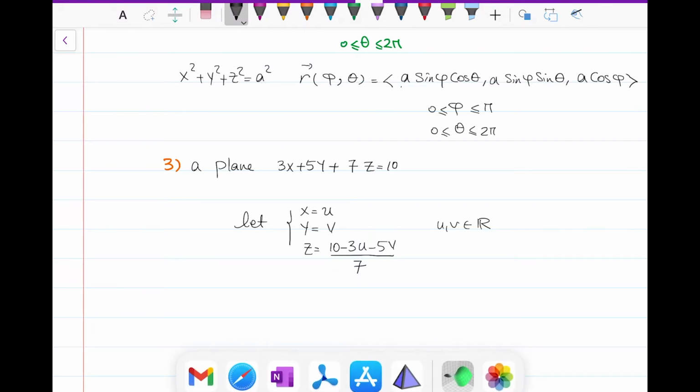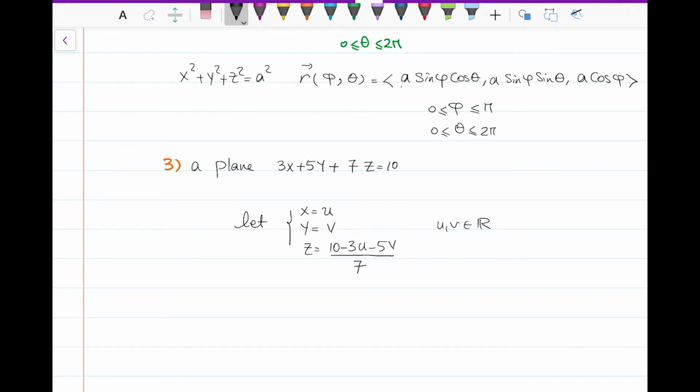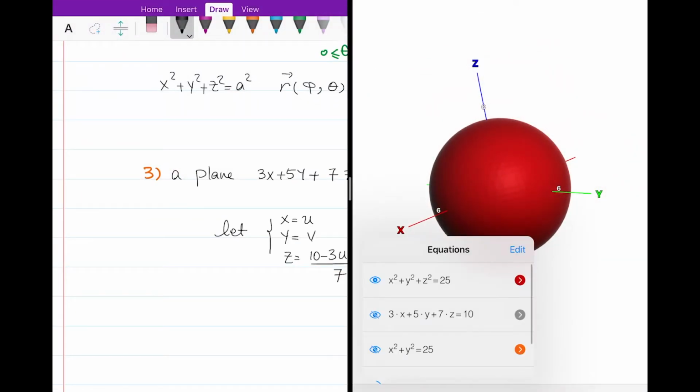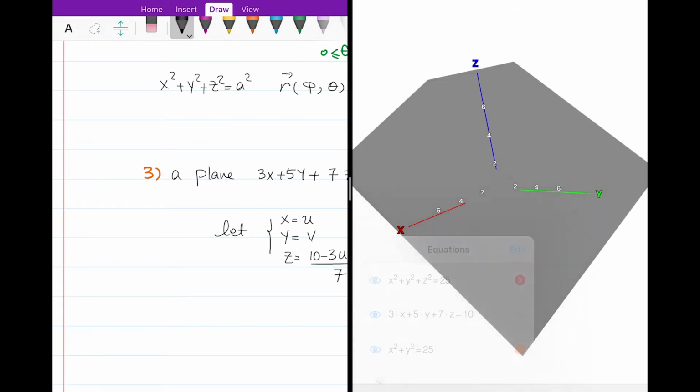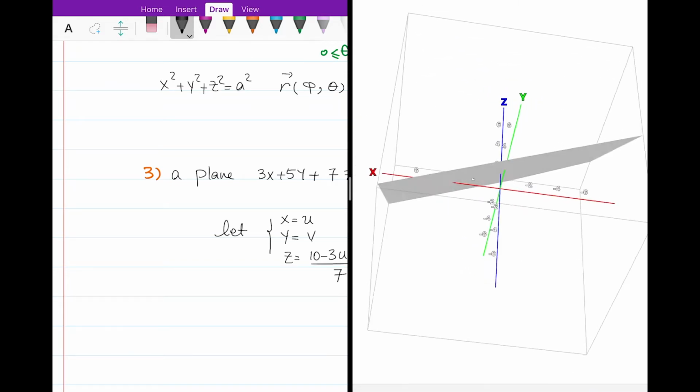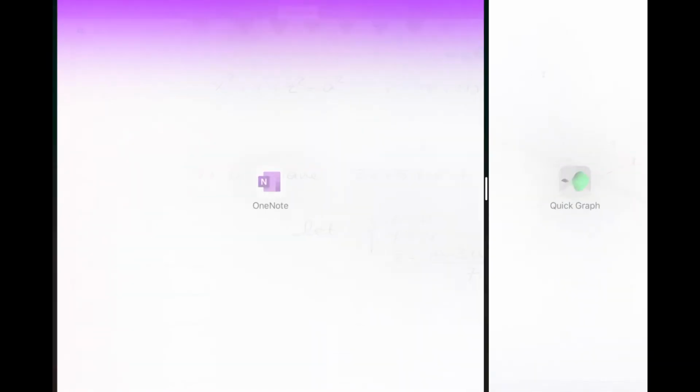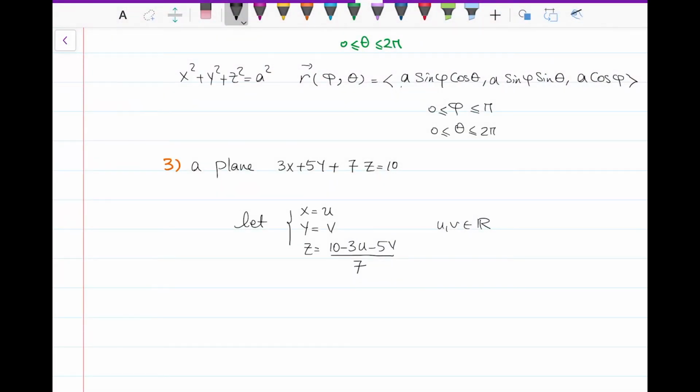Let me show it to you. A plane is like this in space, okay? And we parameterize that. The next one that we're gonna parameterize would be a cylinder. So I'm gonna parameterize a cylinder.